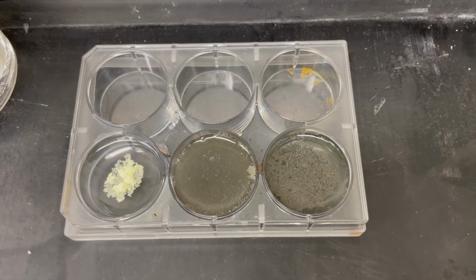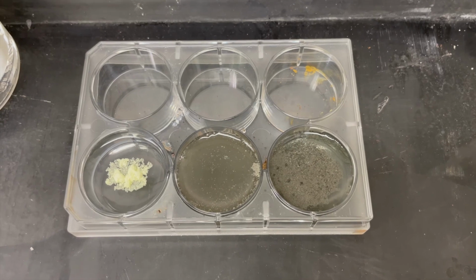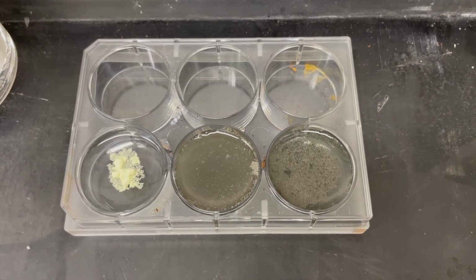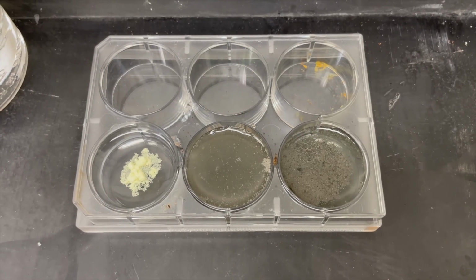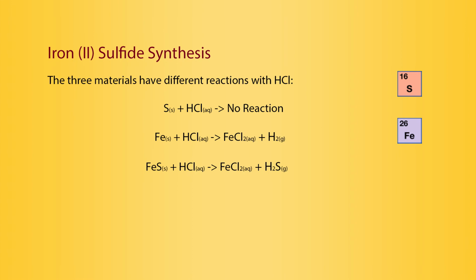From the top down, you can see the differences in reactivity clearly. Sulfur does not react. Iron starts to dissolve and generates very small bubbles. Iron(II) sulfide generates larger bubbles. The 3 different reactions with hydrochloric acid are summarized here. This difference in reactivity demonstrates the difference between a mixture of 2 pure elements and a compound. The new arrangement of atoms and bonds that occur when a compound is formed lead to new chemical reactivity.